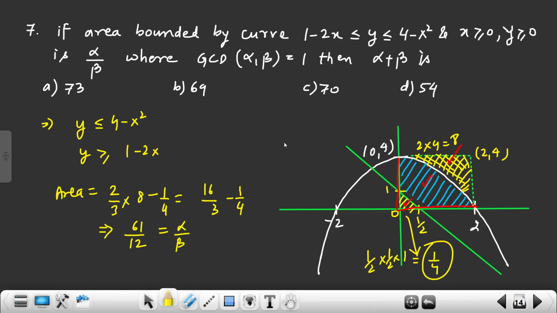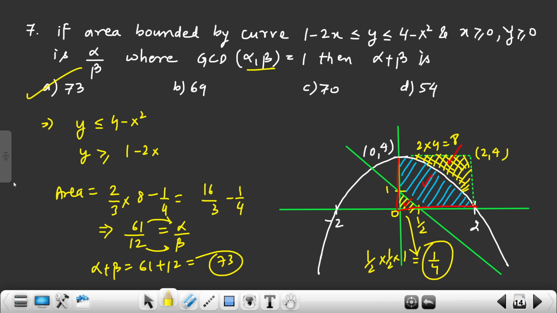Now the GCD of alpha and beta is 1, it is 1 already. Now what is the alpha plus beta value? So alpha is 61, beta is 12. So 61 plus 12 is how much? 73. So this answer is 73. That is option A. Right?